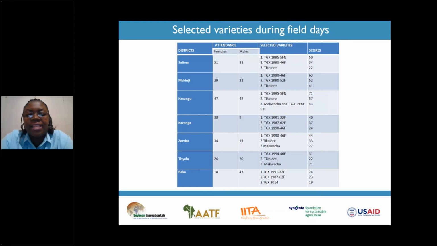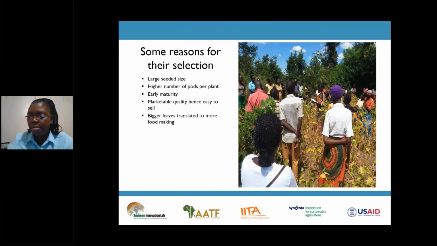So in summary, I can say during the field days across all the 7 sites, the lines that you are seeing on this table are the ones that were mostly preferred by the farmers. And they were like, when are we going to have these varieties? So the farmers also had some reasons why they selected all those lines. In my next slides, I'll just give some reasons why the farmers were selecting those lines.